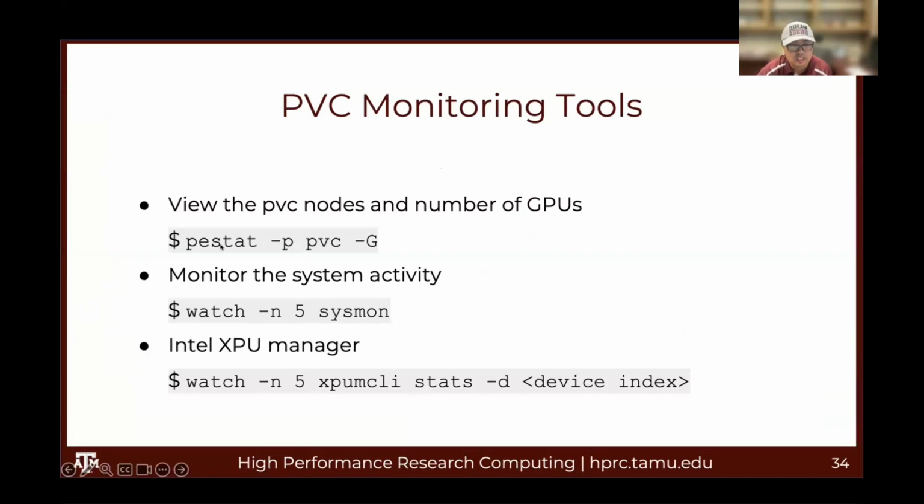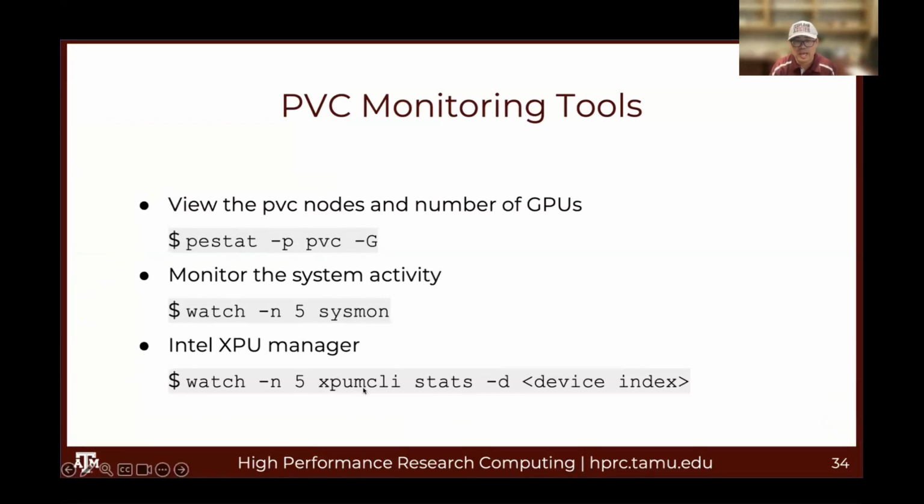We have some PVC monitoring tools. I just introduced the pestat -p partition pvc-g to show the number of GPUs. You can use this one to check the availability of the PVC GPUs. And we can also monitor the PVC system activity using sysmon. It will tell you the memory being used on the PVC and other information as well.